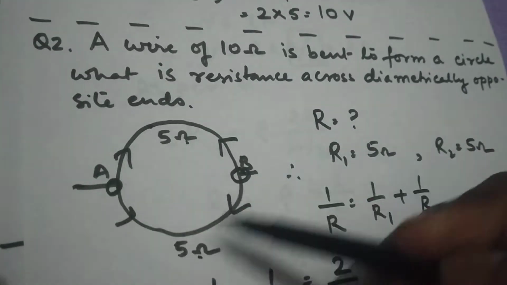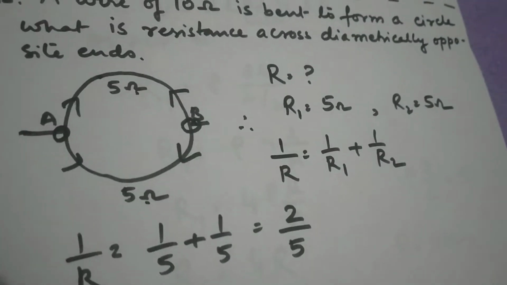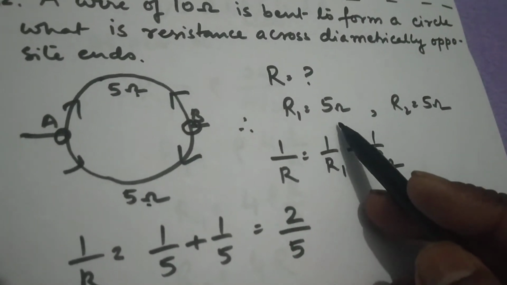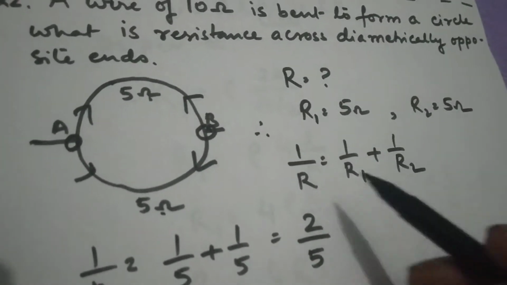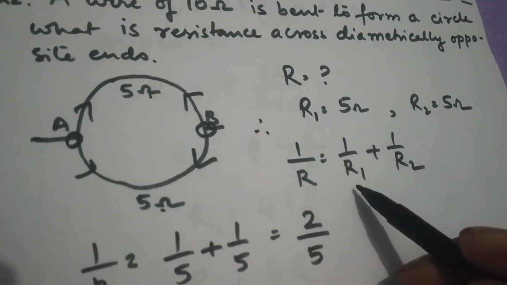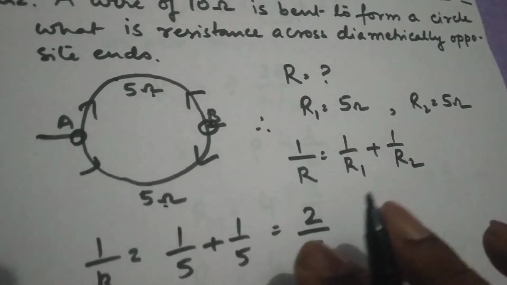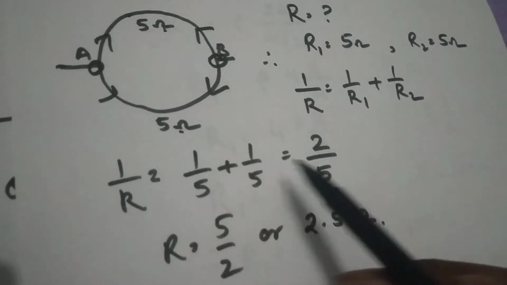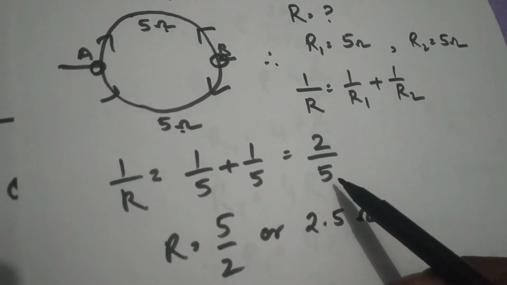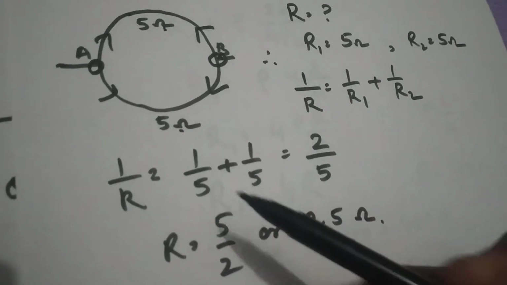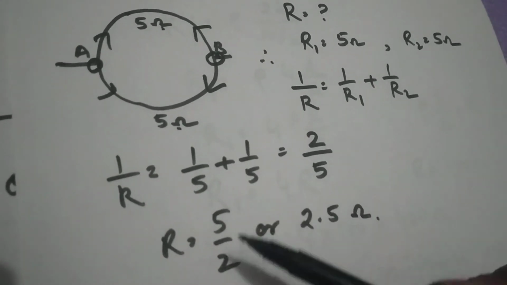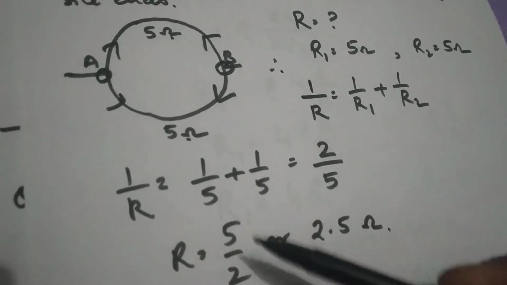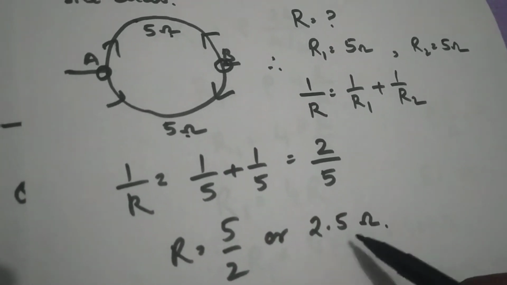So if this circuit is given to you, you have to find this in parallel, and R1 will be taken as 5 ohm and R2 will be taken as 5 ohm. So 1 upon R is equal to 1 upon R1 plus 1 upon R2. So 1 upon R is equal to 1 upon 5 plus 1 upon 5. So we add them, 2 upon 5. When you take the reciprocal of them, it becomes 5 upon 2. Always take the reciprocal of the parallel combination. So the answer comes 2.5 ohm.